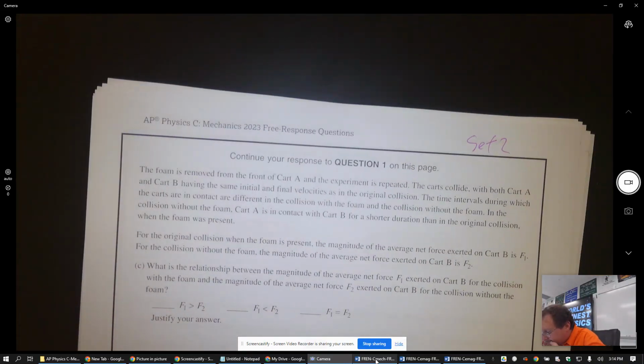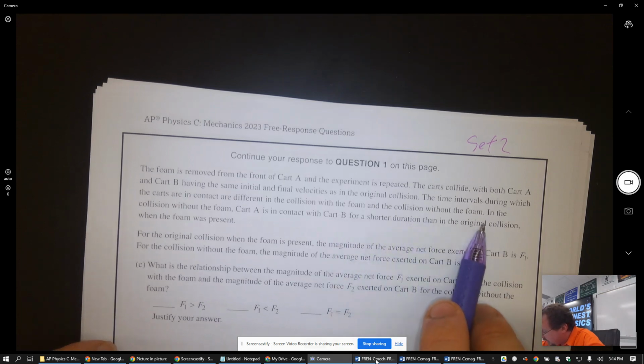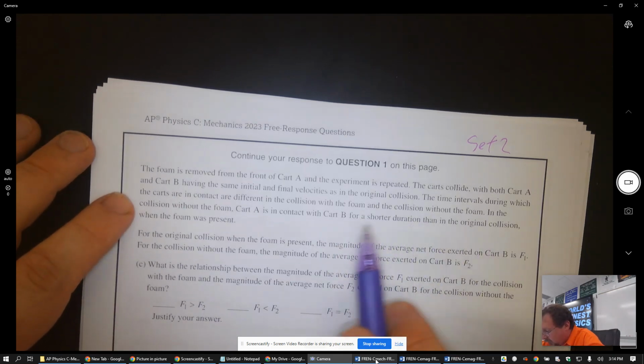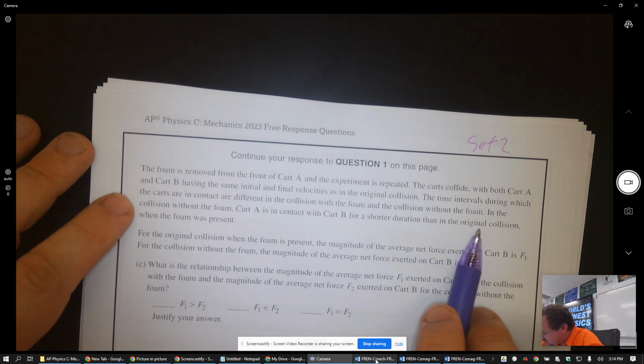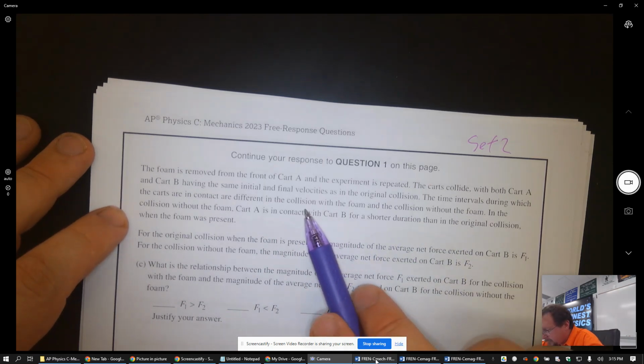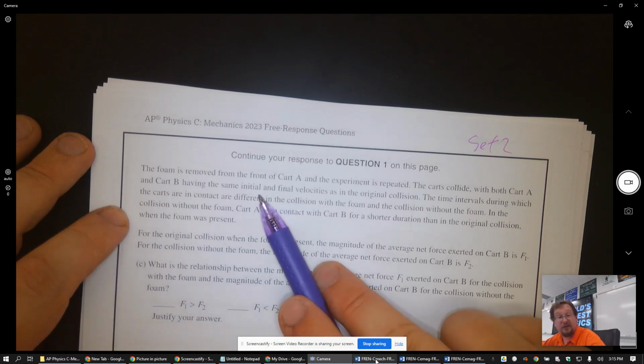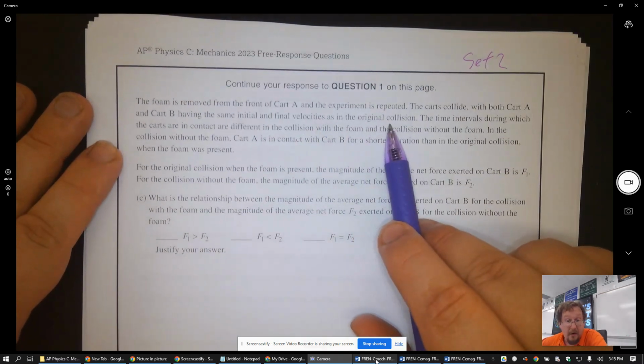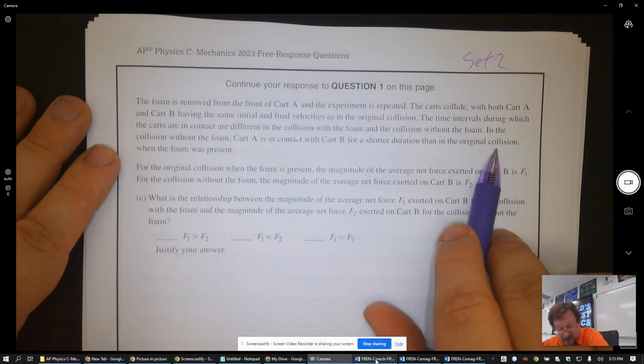The foam is removed from the front of cart A, and the experiment is repeated. The carts collide, A and B having the same initial and final velocities as in the original collision. In the collision without the foam, cart A is in contact with cart B for a shorter duration than the original collision when the foam was present. So the velocities are the same, but the time of the collision is less.